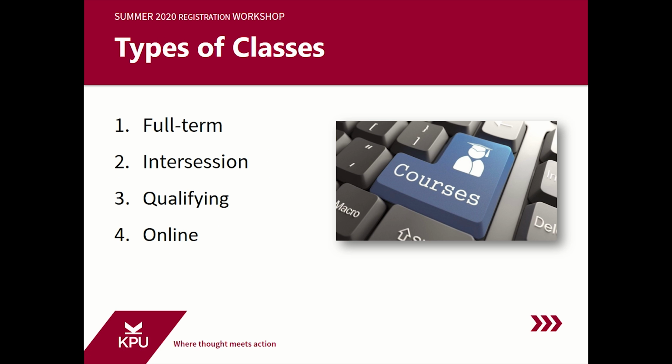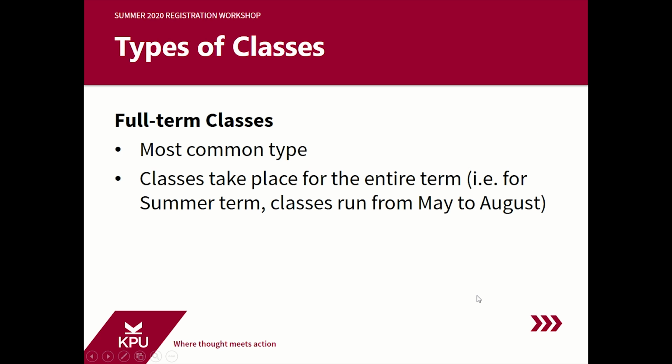At KPU, you will find these common types of classes: full term, inter-session classes, qualifying courses, and online classes. Full-term classes, these are the most common type where classes run for the entire term. For example, for the summer semester, classes will run from May to August.